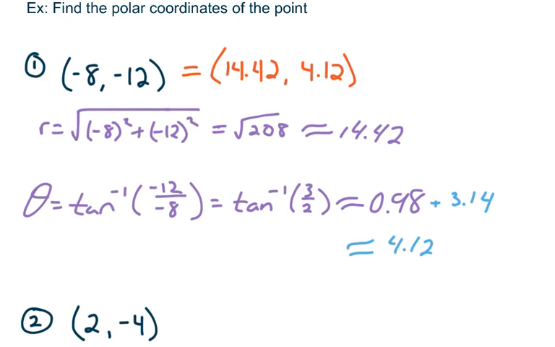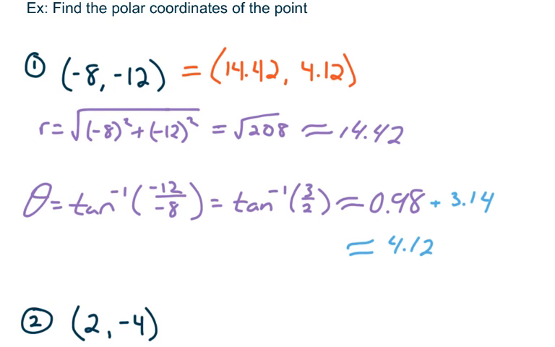Now, if you wanted to convert that to degrees, you could, but I would say that's just a little extra work that we don't necessarily need to do. If it's in radians, let's just leave it in radians. So we know if this does not have a degree symbol, that this is definitely a radian. Plus, just kind of thinking about -8, -12, that's in quadrant 3. That'd have to be, if we're thinking in terms of degrees, between 180 and 270, and this clearly is not. Okay, so this definitely has to be in radians. So 14.42, 4.12 is the polar coordinate of -8, -12.